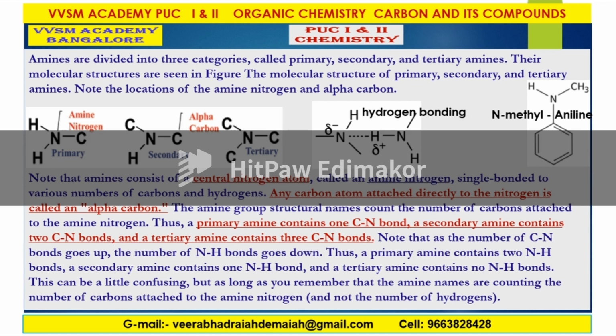For the amine group, the structural names count the number of carbons attached to the amine nitrogen. A primary amine contains only one CN bond, that is a carbon-nitrogen bond. A secondary amine contains two CN bonds, and a tertiary amine contains three CN bonds. Note that as the number of CN bonds goes up, the number of NH bonds goes down. If the CN bonds increase, automatically the NH bonds decrease because all the hydrogen atoms are replaceable.